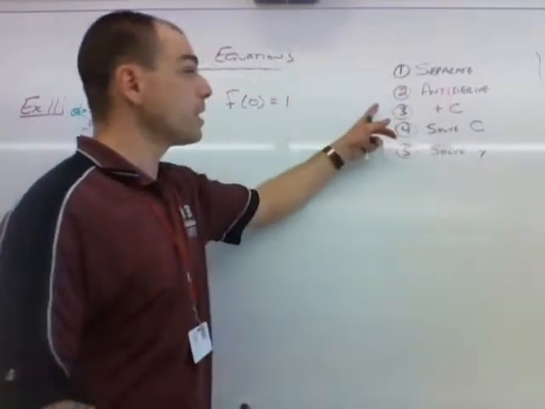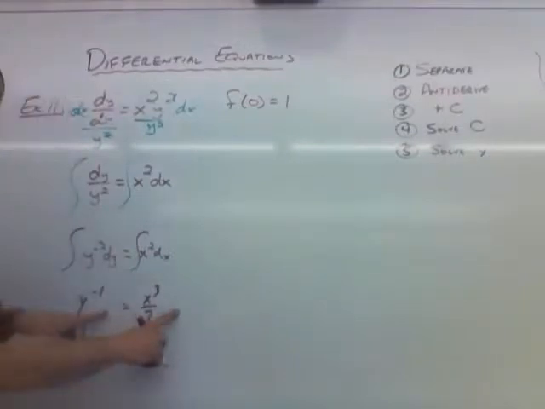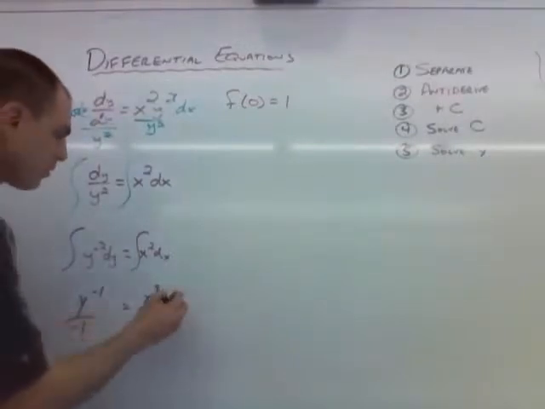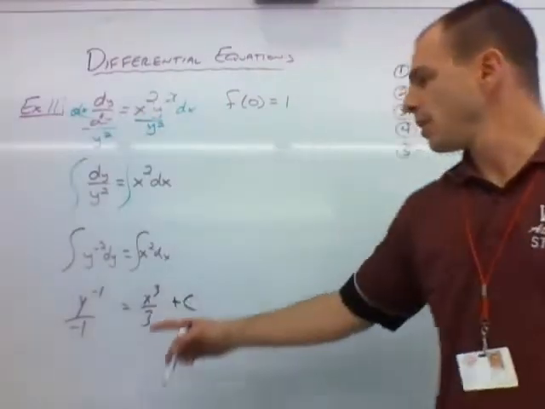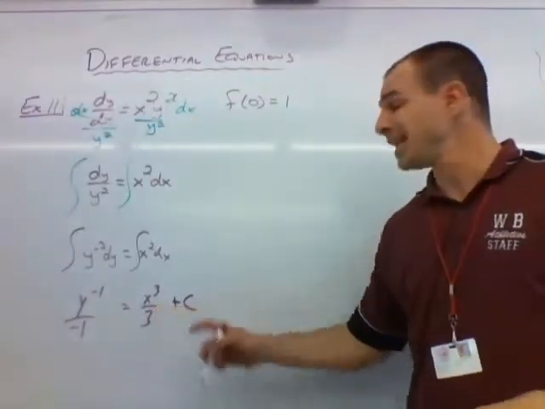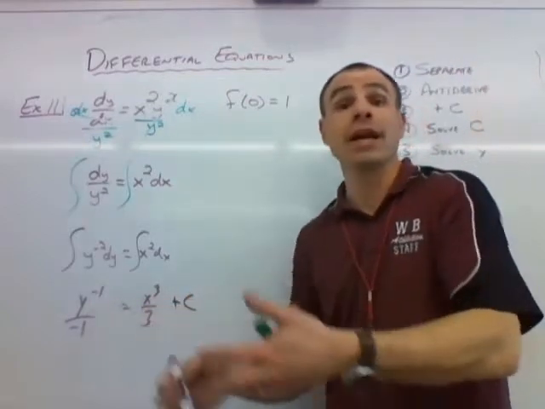Now we get to step 3, which is don't forget the plus c. Initially there's a plus c on both sides, but we're going to combine them together over here on the right. So we have x cubed over 3 plus c. And again, writing plus c on the exam with some antiderivatives is going to get you another point.